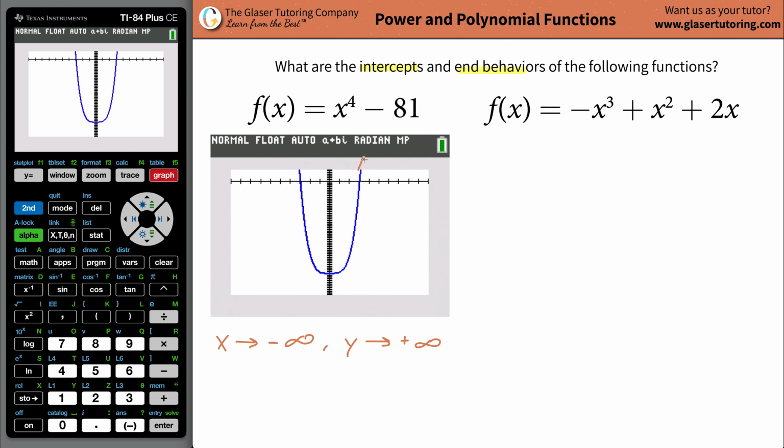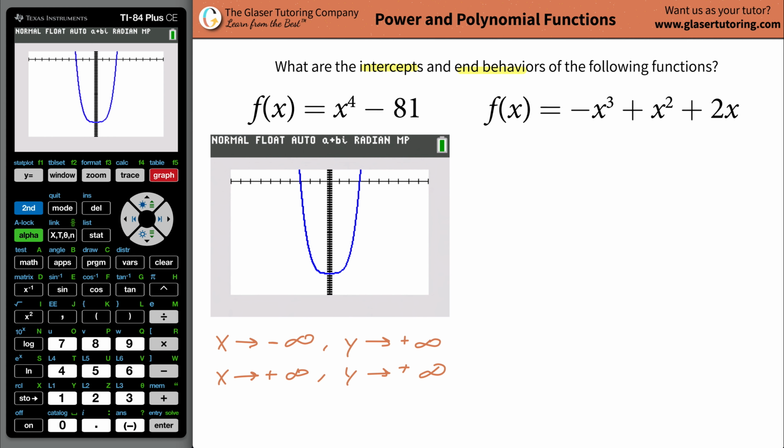Cool. And let's take a look at the rightmost part. As x is going further and further to the right, in other words, going to positive infinity, the y value looks like it's also going all the way up again, to positive infinity. This is the end behavior. That's what they mean.